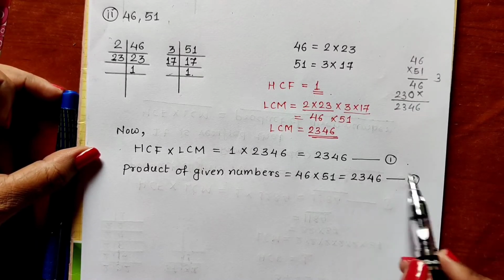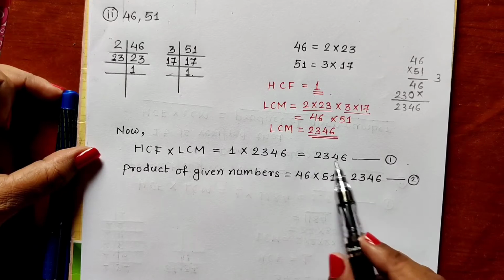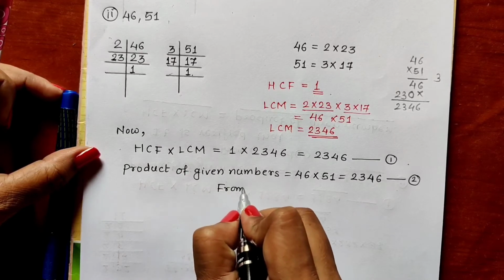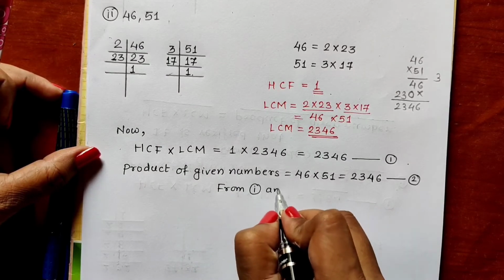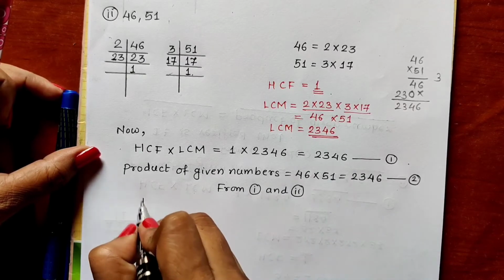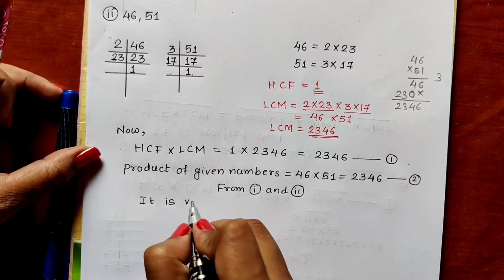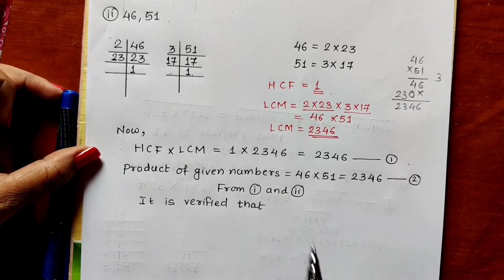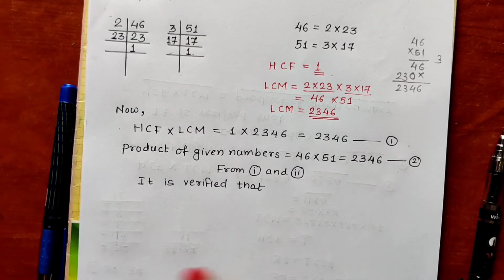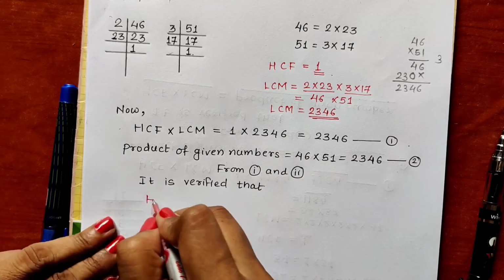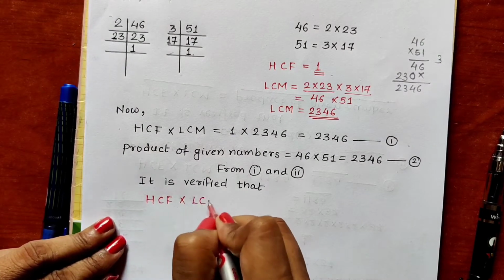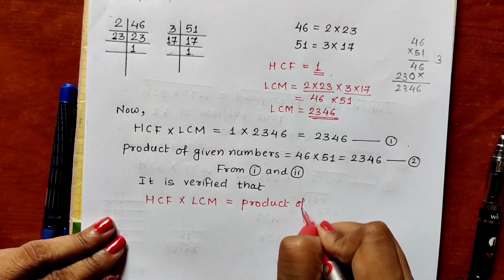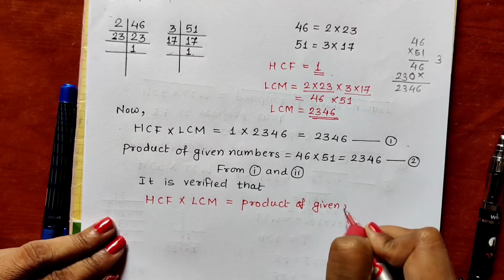What we can observe in 1 and 2, the right hand side is same, it is equal. So as the right hand side is equal, left hand side will also become equal. So from 1 and 2, it is verified that, what we have verified, SCF into LCM is equal to product of given numbers.